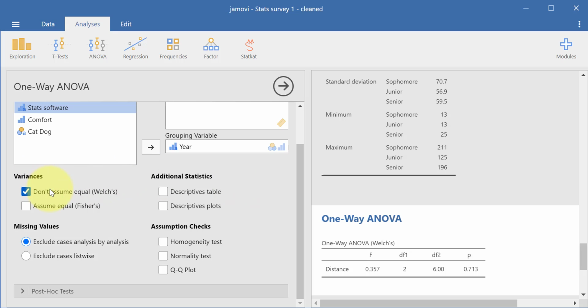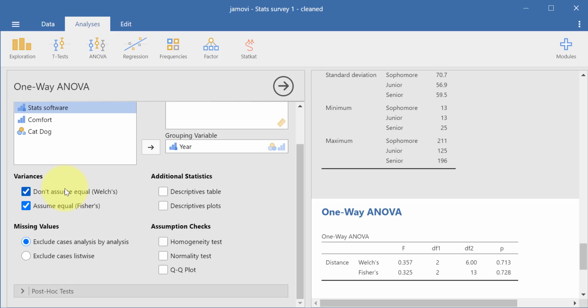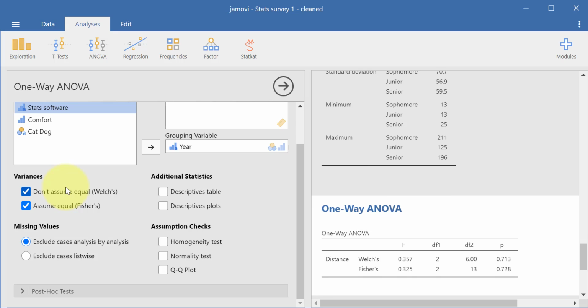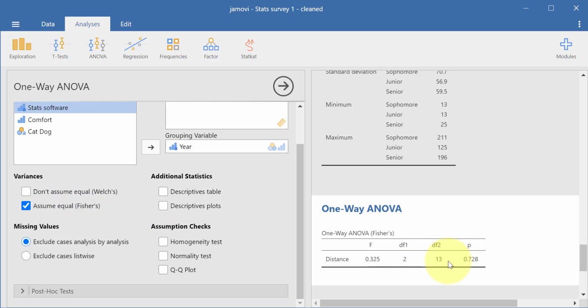Variances, we don't have to assume, but I think it makes sense to assume because we're going to assume that there are equal variances here. That gives us a few more degrees of freedom. We should check on that, but for the purposes right now of what you're doing, I don't think it's necessary. We're going to exclude cases analysis by analysis.